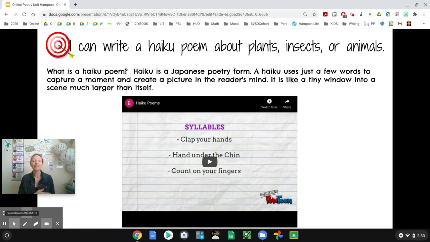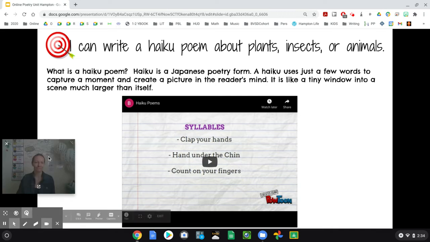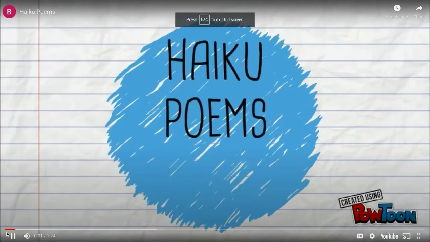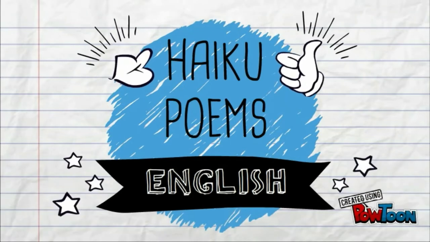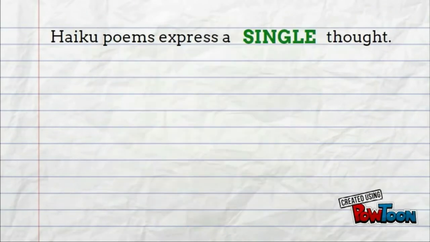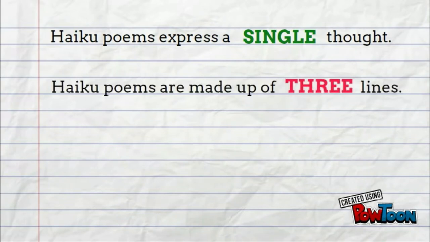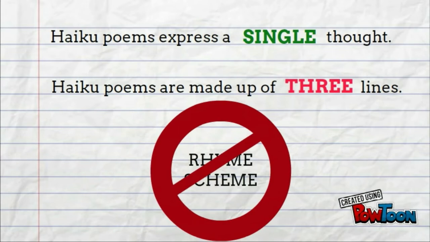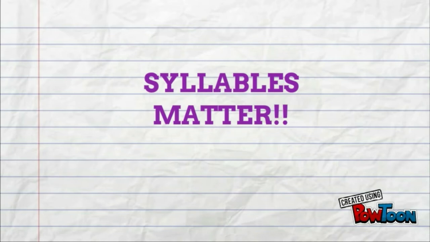So to begin, we have to review and think about syllables because that is how you create haiku poetry. Haiku poems express a single thought. They are only made up of 3 lines, so they are very short poems. Rhyme scheme does not matter for a haiku poem. They do not need to rhyme. However, syllables do matter for a haiku poem.